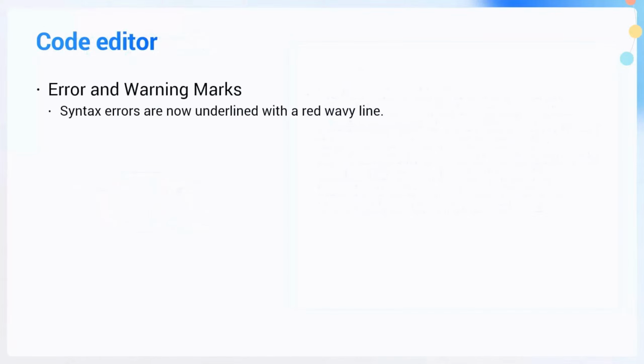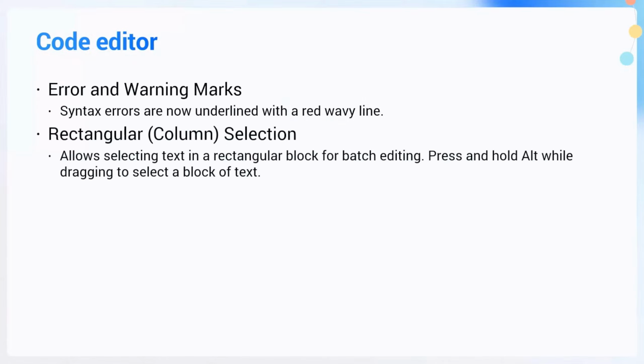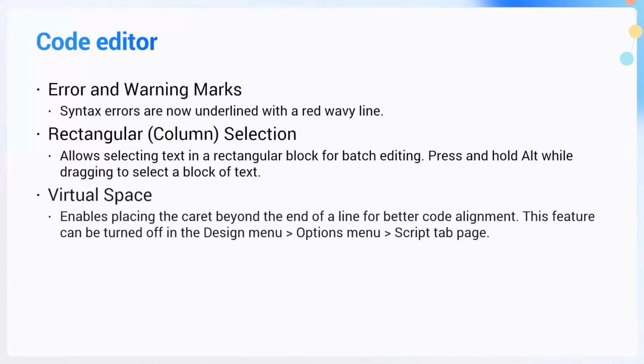Okay, so in the code editor, there are now error and warning marks. Syntax errors are now underscored with a red wavy line. We now have rectangular or column selection, so you can select text in a rectangular block for batch editing. What you do is hold down the Alt button while dragging to select a block of text. Virtual space means that you can place the cursor to the right of a line, beyond where the line ends.